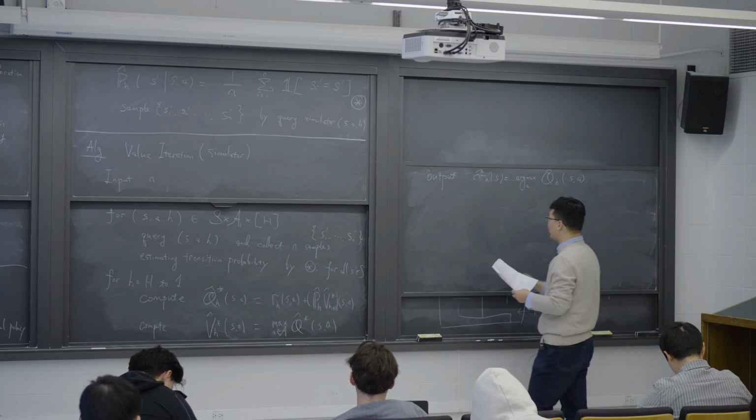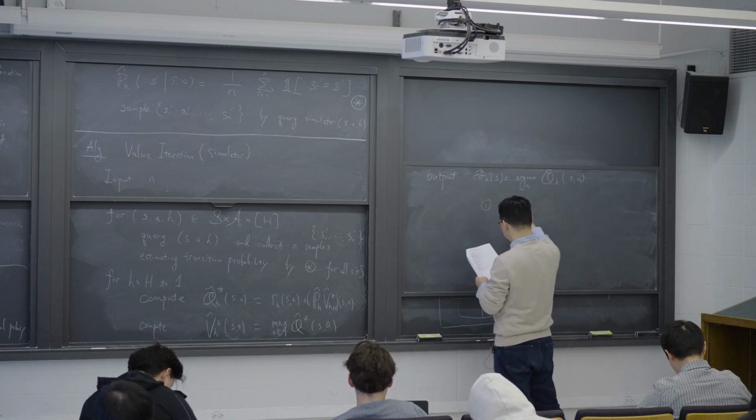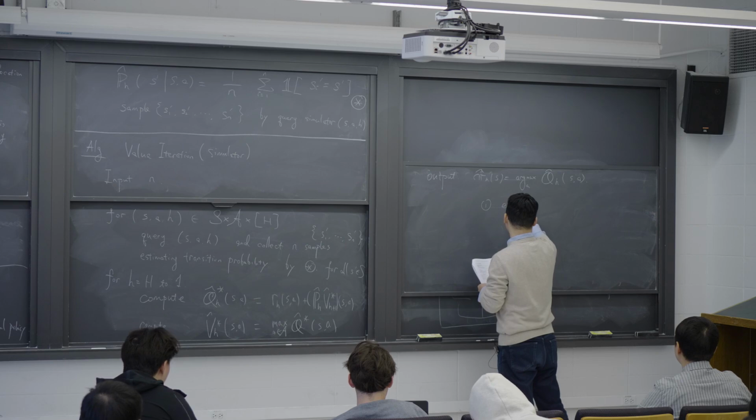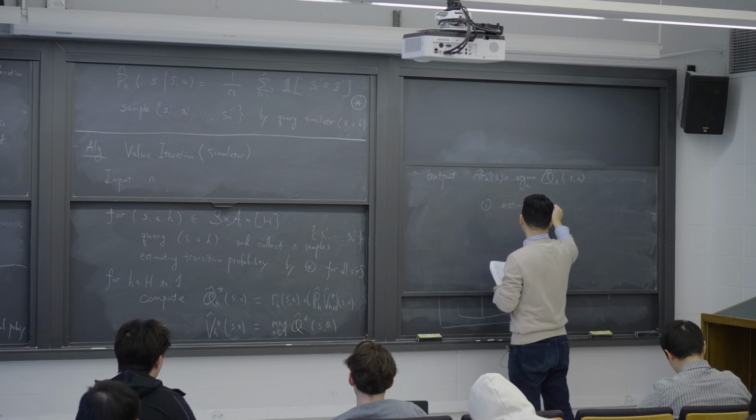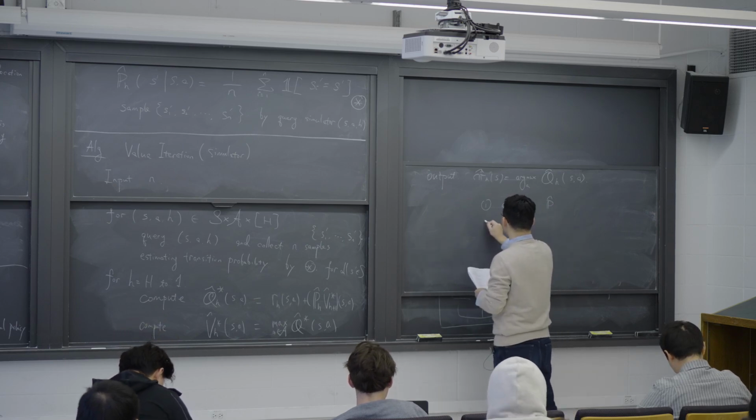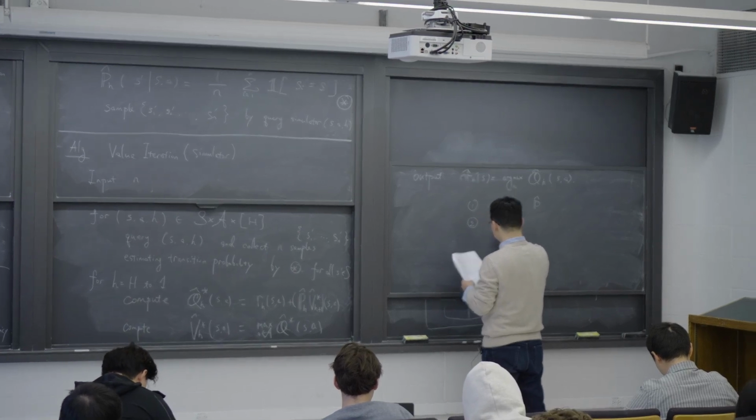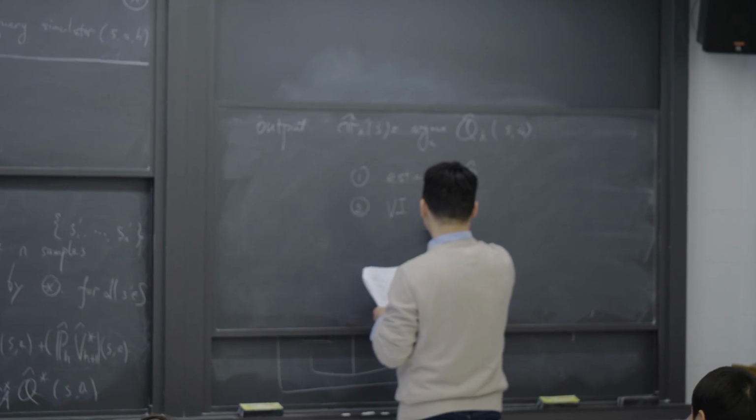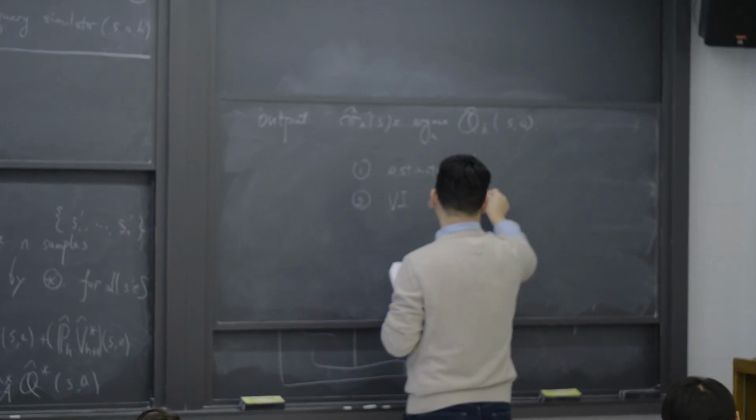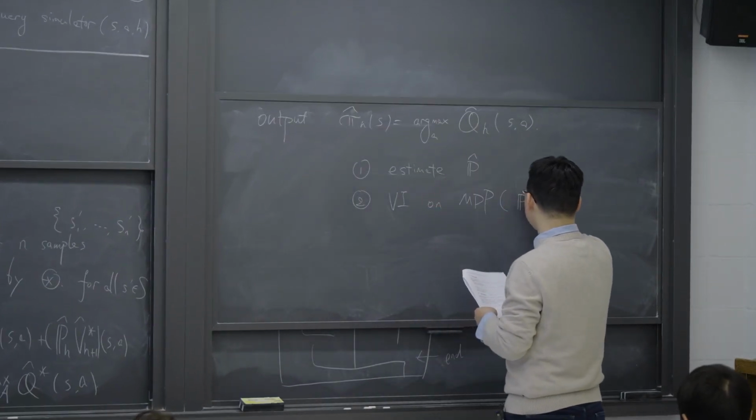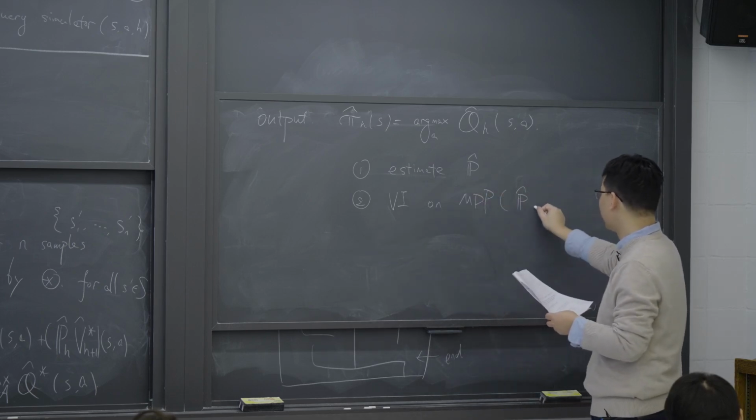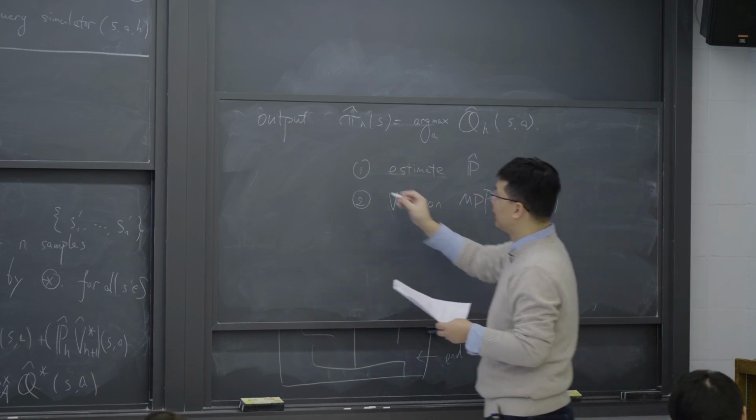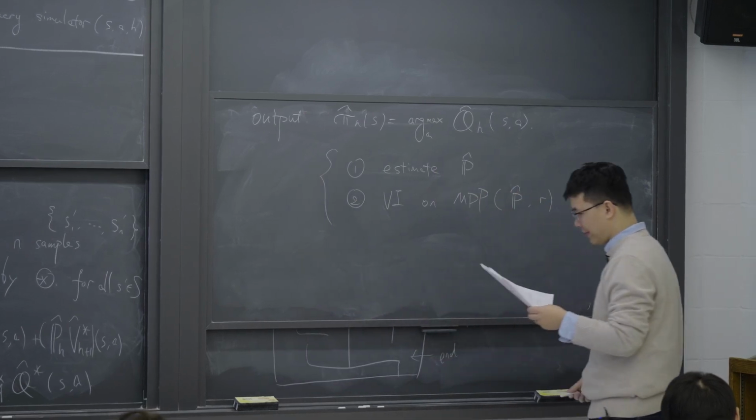So essentially it has two steps. One is you estimate the transition matrix P. And the second is doing the original value iteration, that is Bellman optimality equation, on the estimated MDP, which uses the new transition P hat, our estimate, and the reward. Essentially, the algorithm is following these two steps.